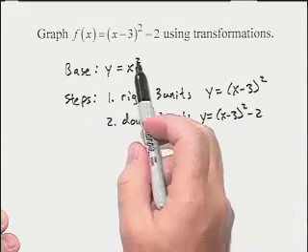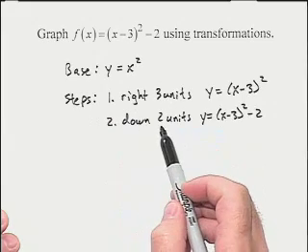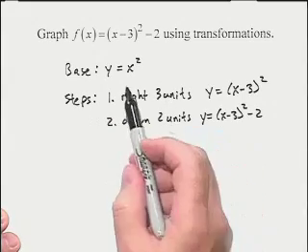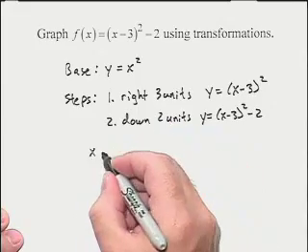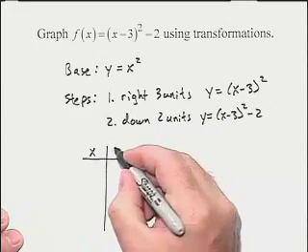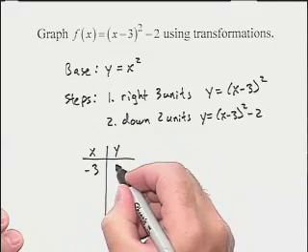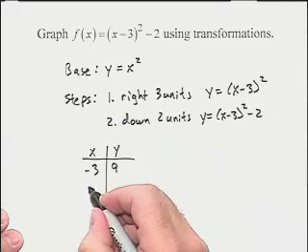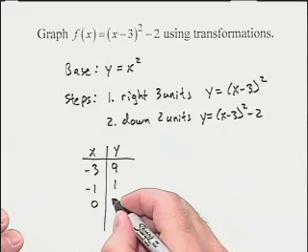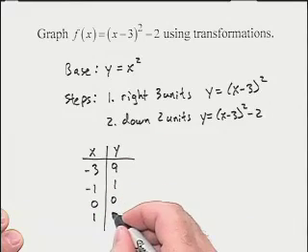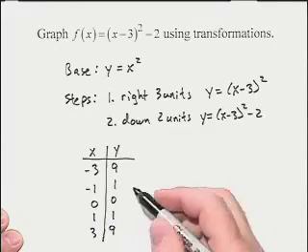So for each point on the graph of the base function, we would move that point right 3 units and then down 2 units. If we make a list of some points on the base function, just pick some values for x. Say we pick negative 3, then y is equal to 9. If we pick negative 1, y is equal to 1. 0 gives us y equal to 0. 1 gets us 1 again. And then positive 3 gives us 9.